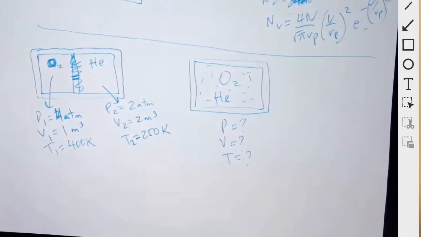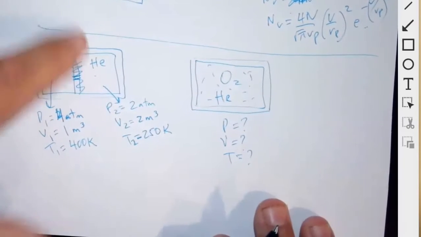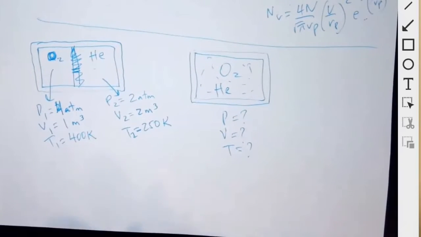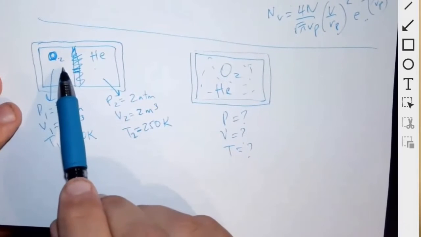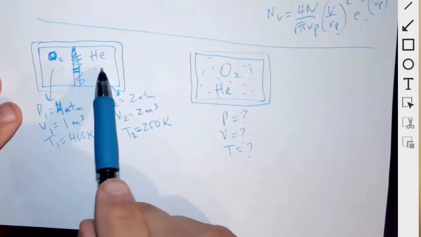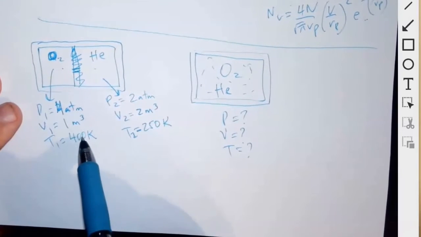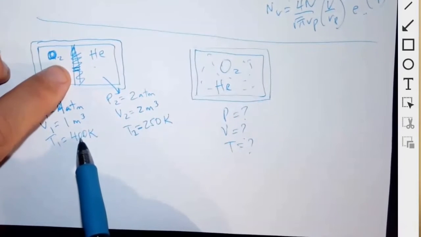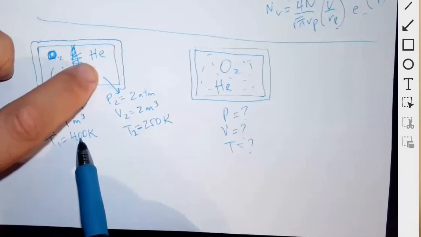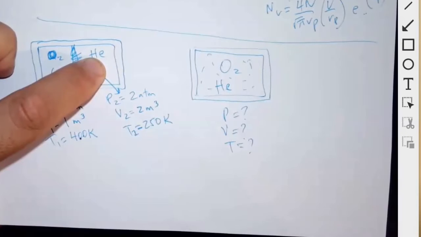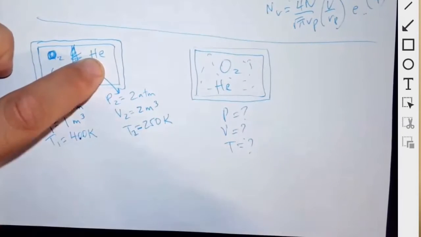We're not doing any work on it. It's not exchanging heat with the environment, they're just mixing together. So what's going to happen? The heat will flow as the gas goes this way. Heat will flow from the hotter moving molecules, this is at 400 Kelvin, towards the colder molecules. So these are moving slower.